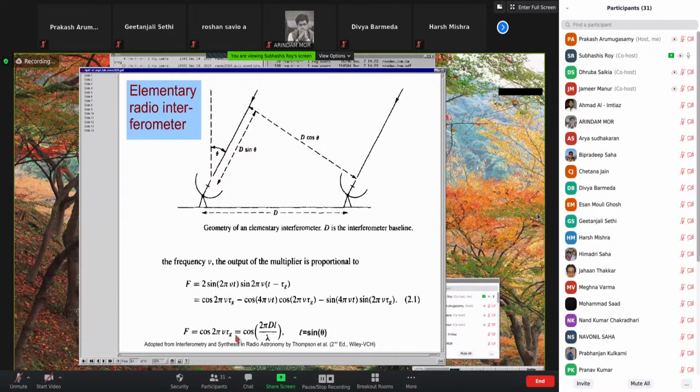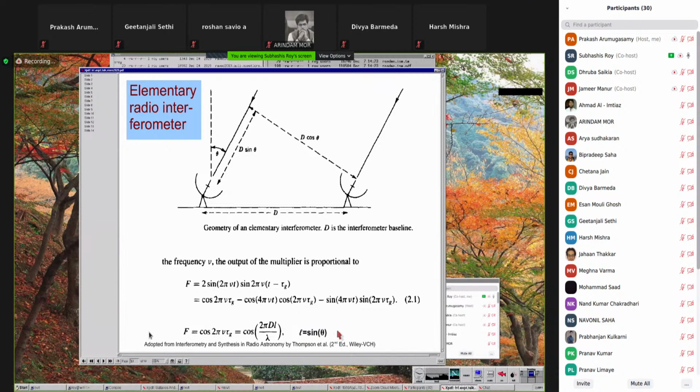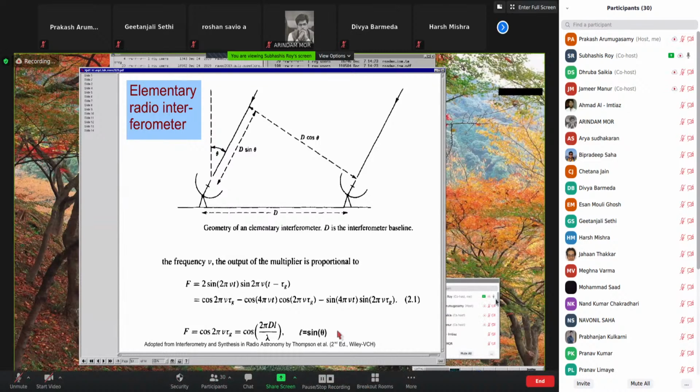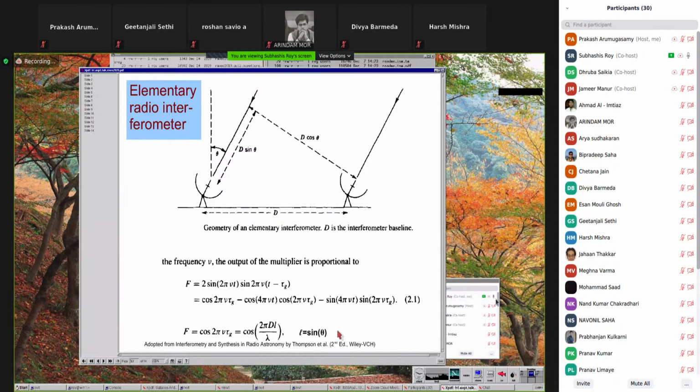This one, this f is equal to cos 2 pi nu tau g. This thing I had shown that day, but I have added it to the lecture slide which I had asked Prakash to distribute, meaning keep in the folder. So it should be there. You can look at this slide.